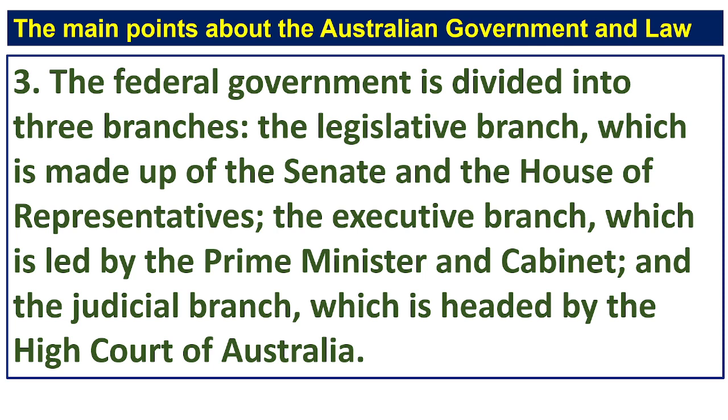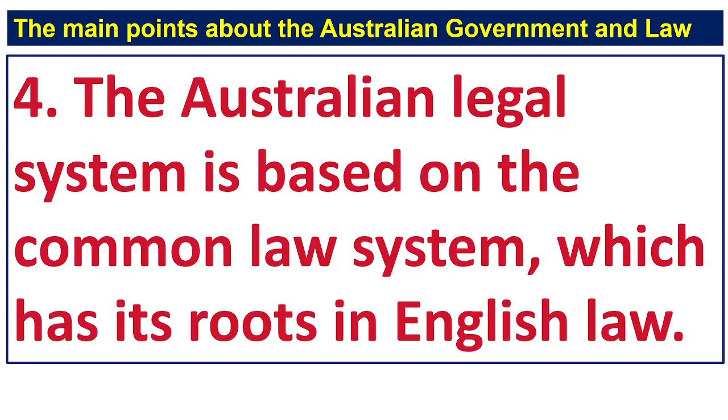Senate and the House of Representatives; the executive branch, which is led by the Prime Minister and Cabinet; and the judicial branch, which is headed by the High Court of Australia. 4. The Australian legal system is based on the common law system, which has its roots in English law.